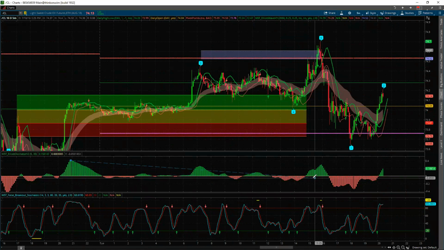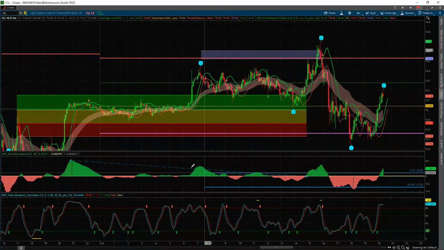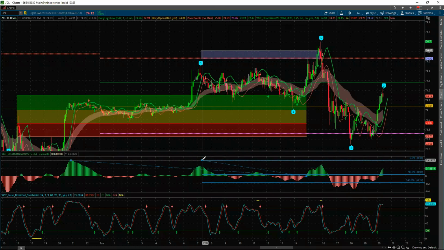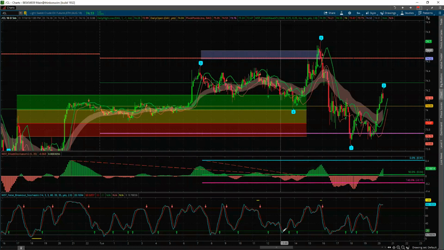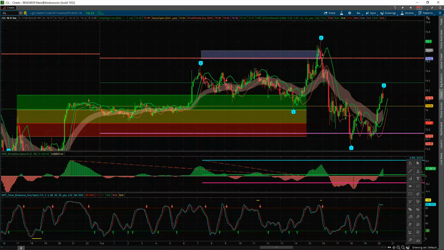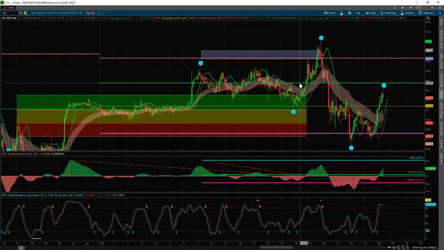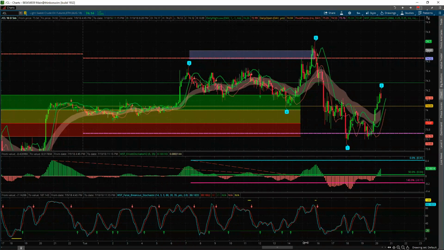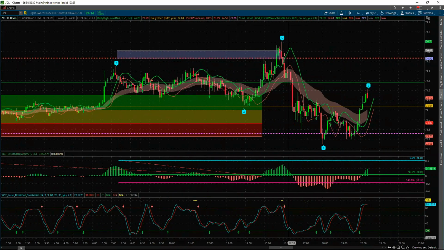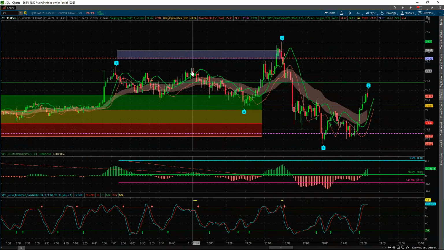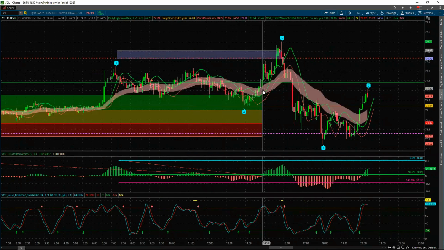Highest point on there, the 0. Highest point on the wave 3. Yep. Stochastic crossed over in the oversold zone just. 535 was good. Entry, you see, this is where it may not have been a great trade. So we are going to be entering into all these resistance levels here. But then again, you've got to be in it to win it.